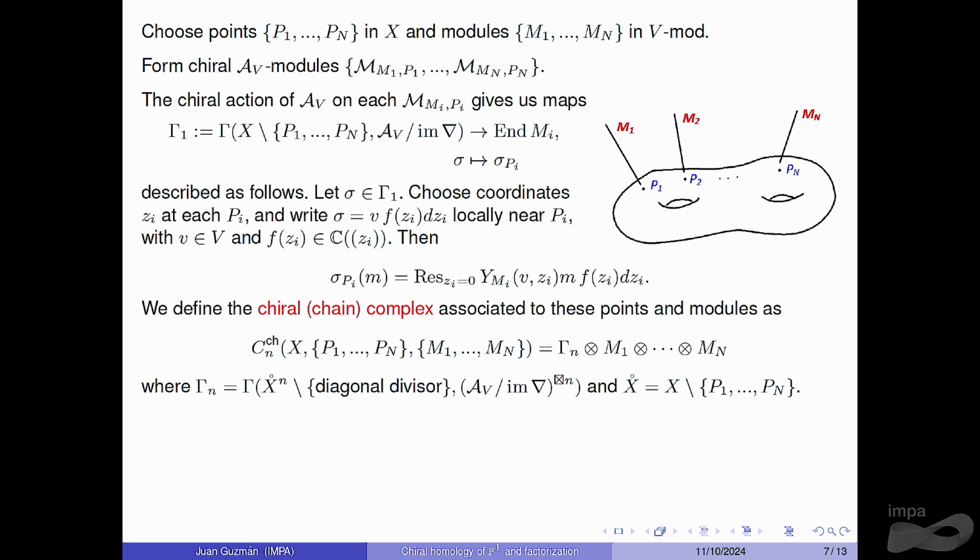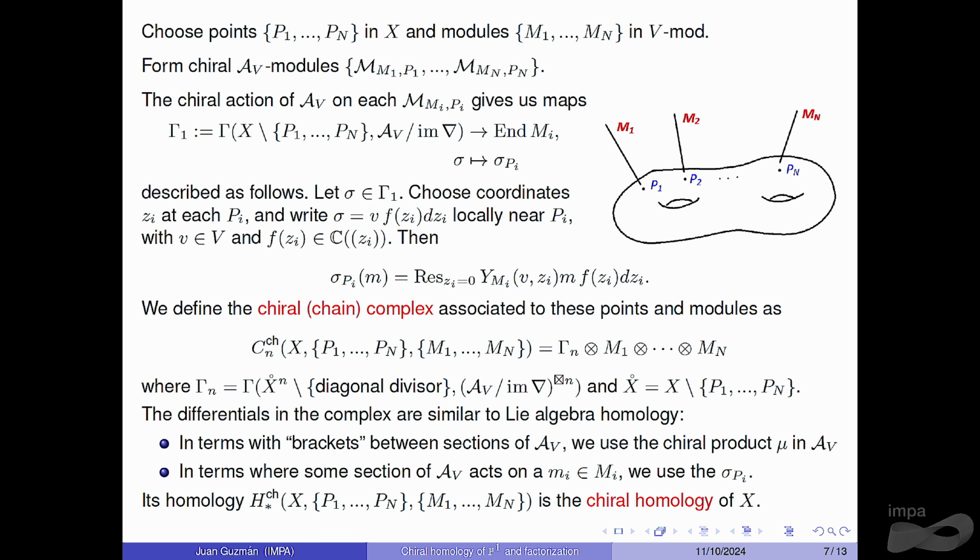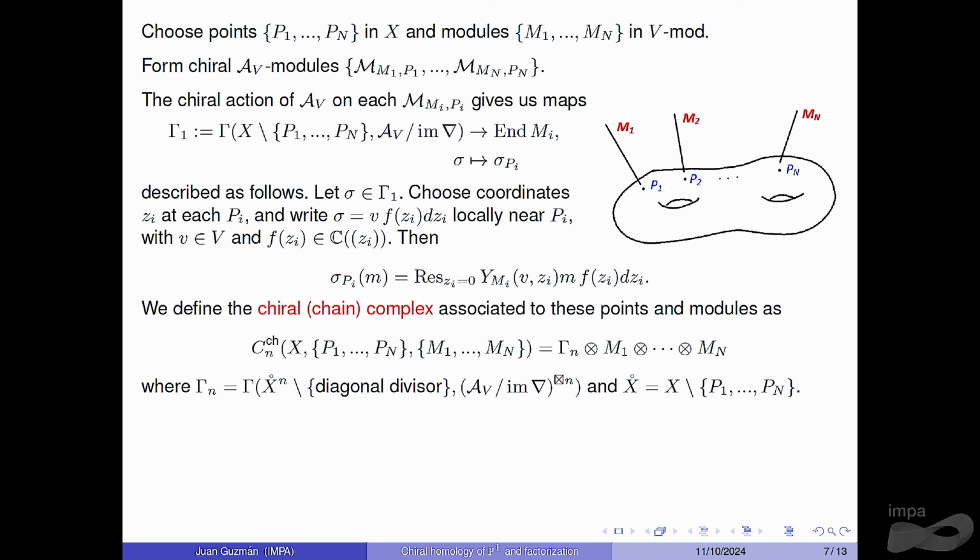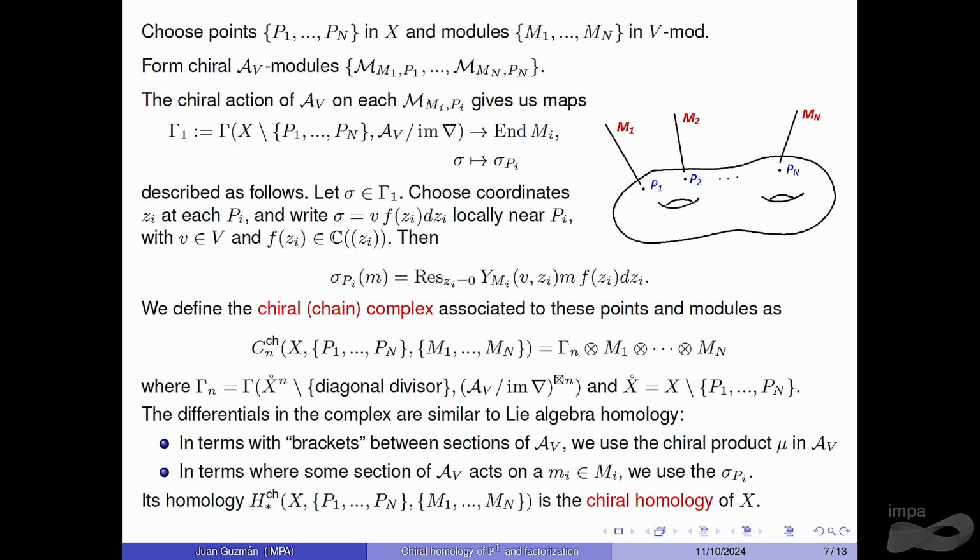We're going to allow for singularities at the diagonals, not only at the points themselves, but also at the diagonals. But basically, the differentials in the complex are going to be constructed very similarly to the Lie algebra homology, because whenever you have brackets between things in the algebra, you can now use the chiral product. And then when you have some element in the algebra acting in some module, you can use these actions here, depending on which point you inserted the module, right? So this is very nice because it relates both the algebraic and geometric parts of the theory. And you get this definition.